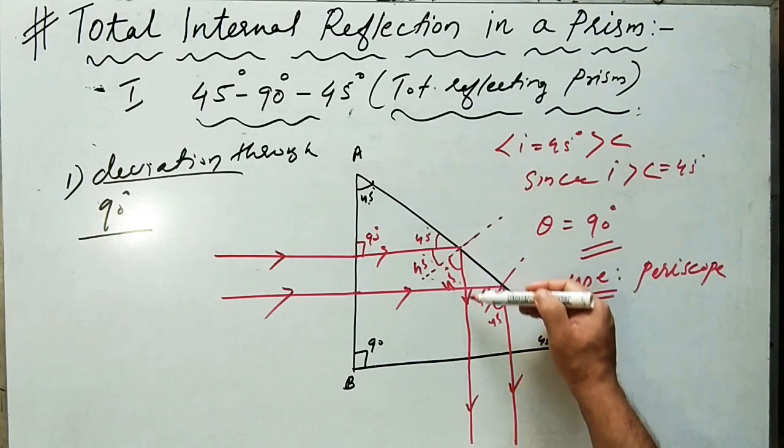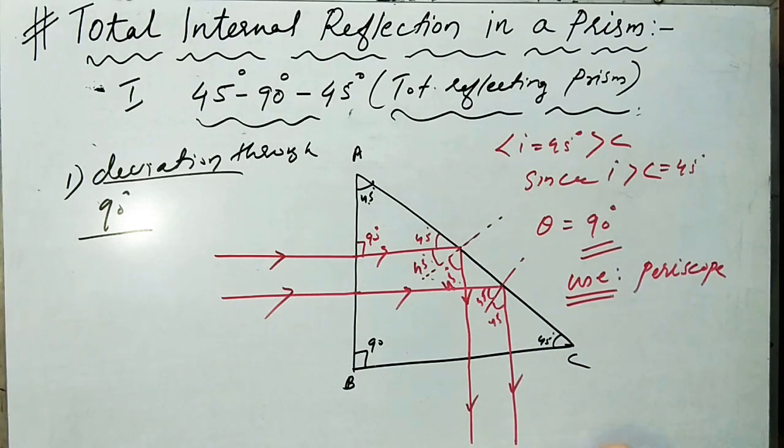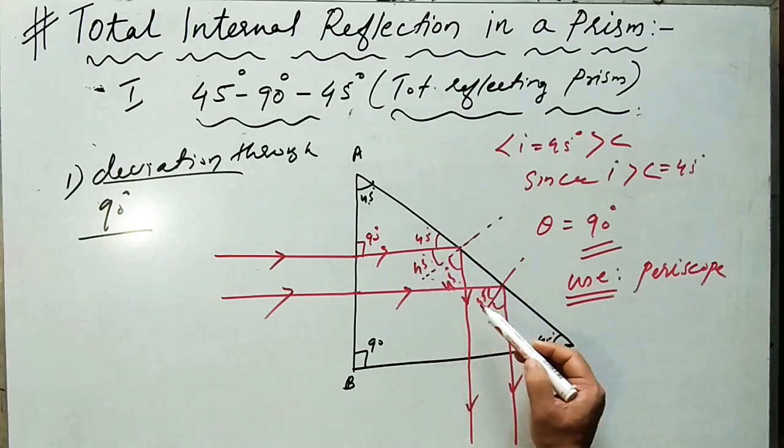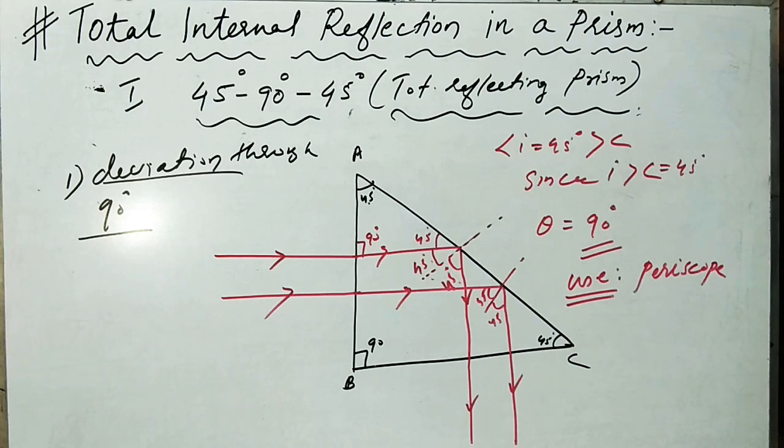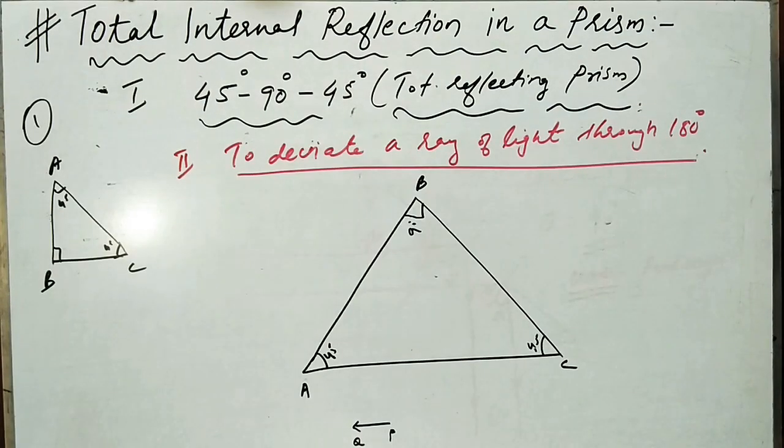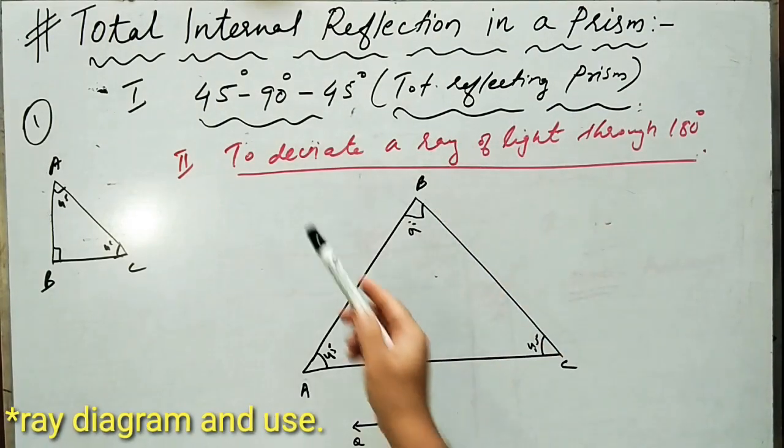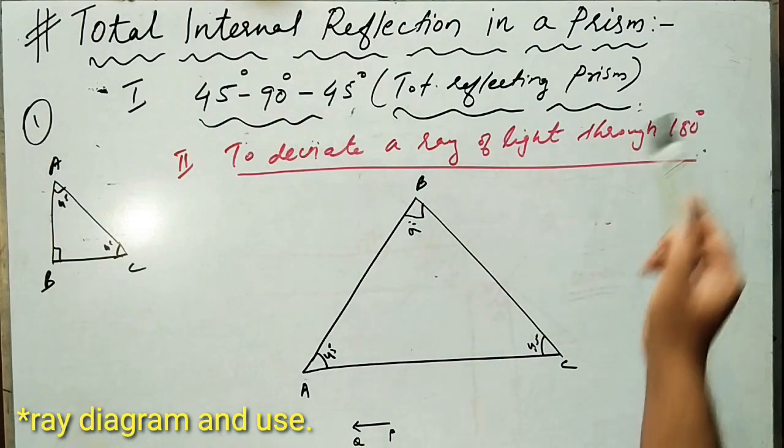Here total internal reflection is taking place, there is no loss of energy, and the light ray is getting turned through 90 degrees, as you can see, and it is used in a periscope. Clear? Fine. Let's study the second case, how a total reflecting prism deviates a ray of light through 180 degrees.